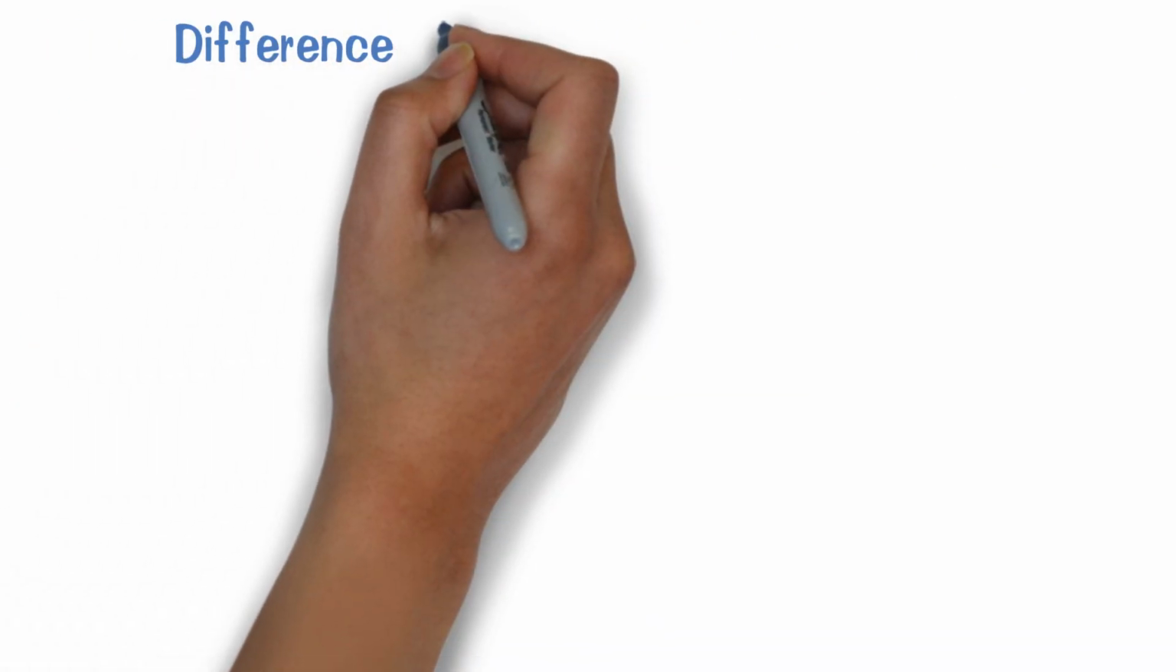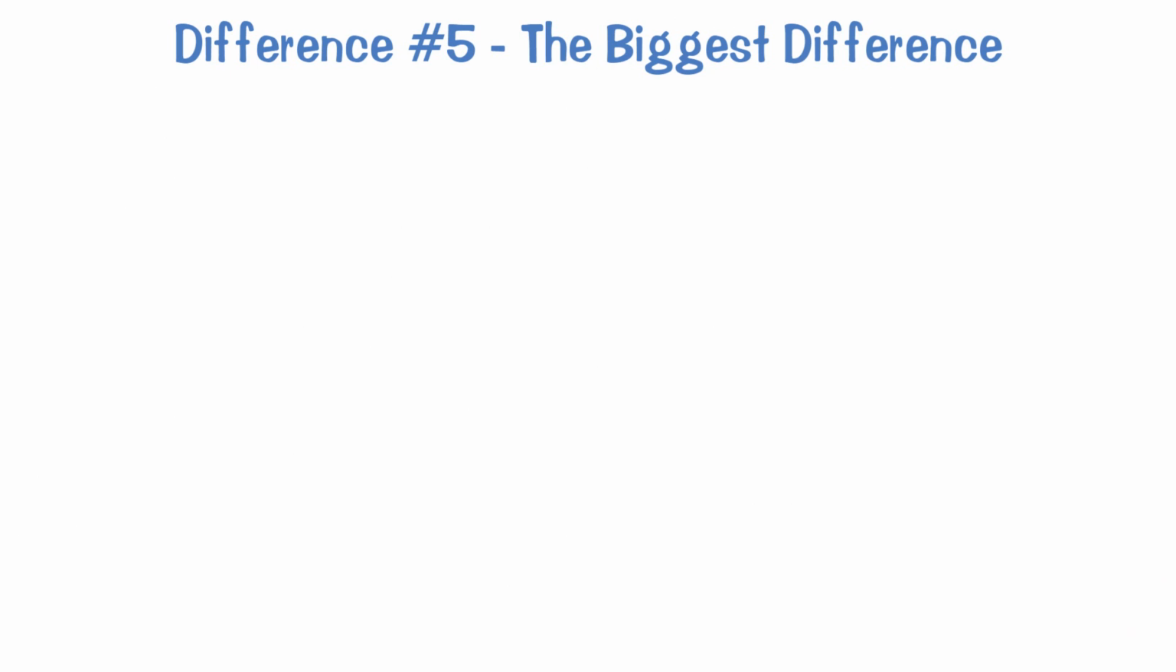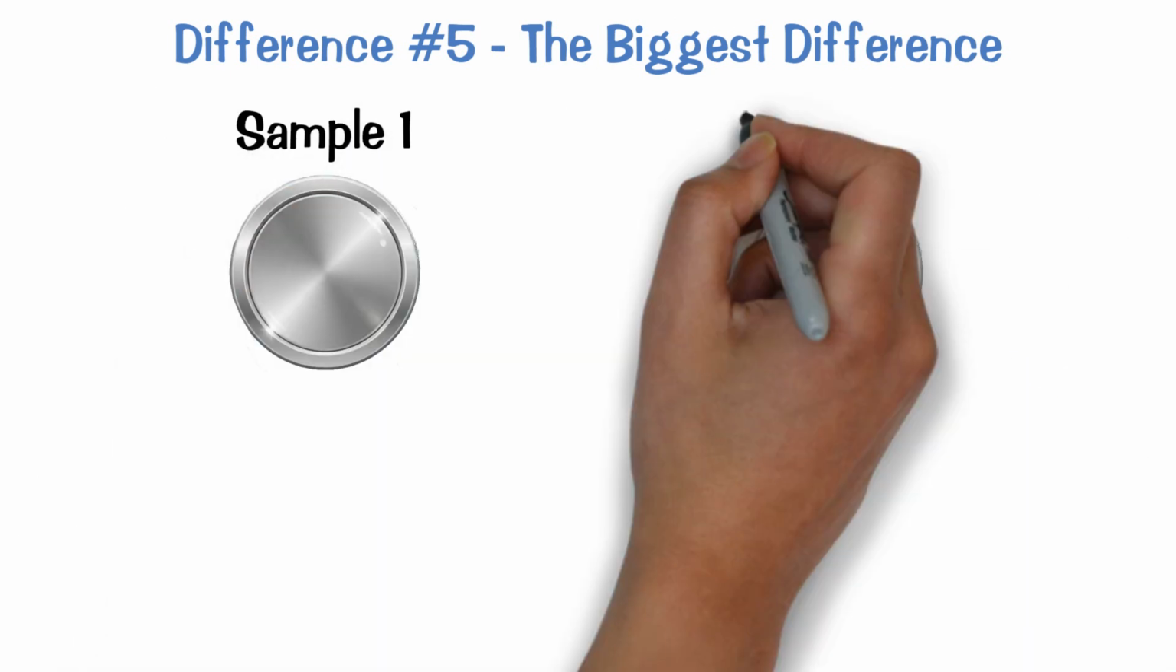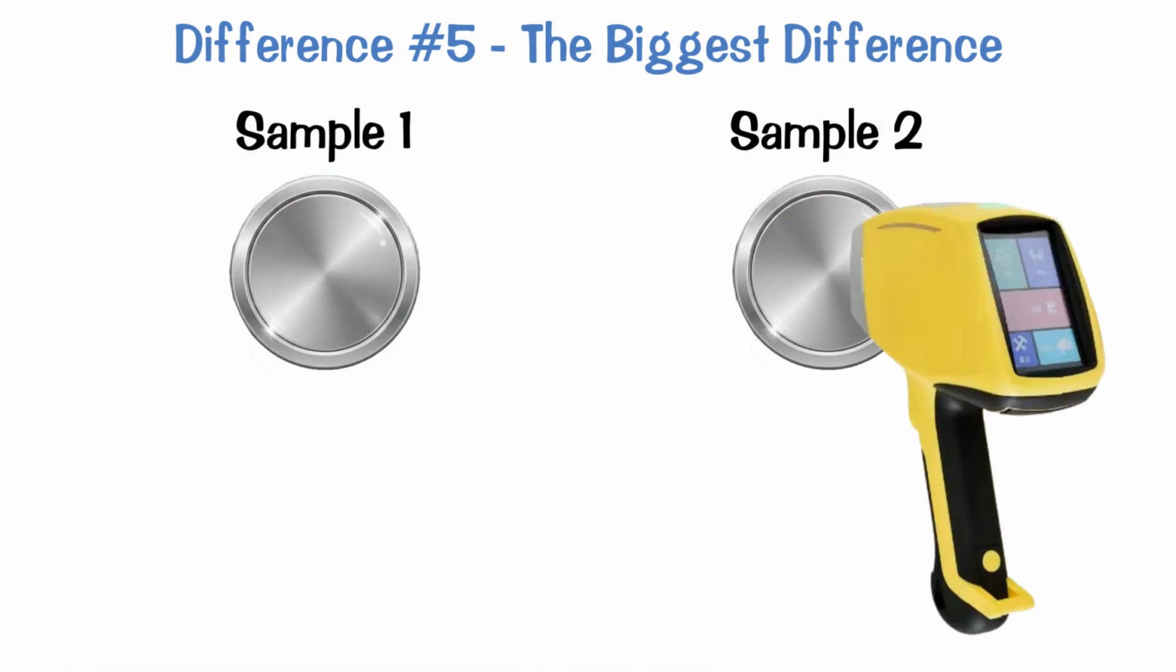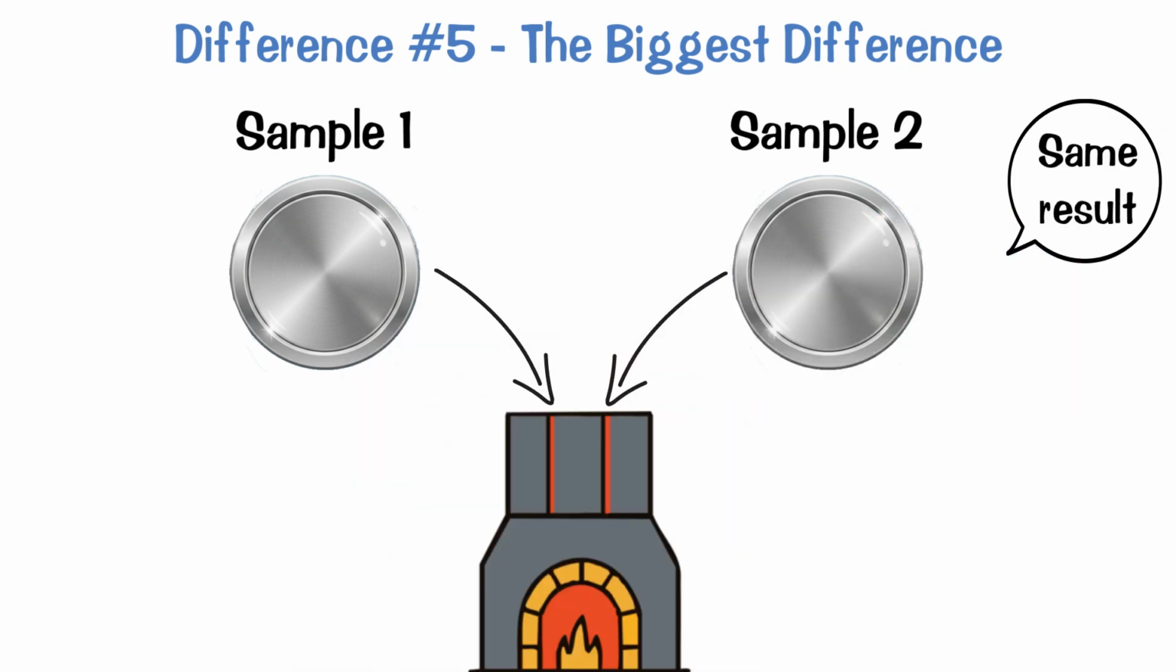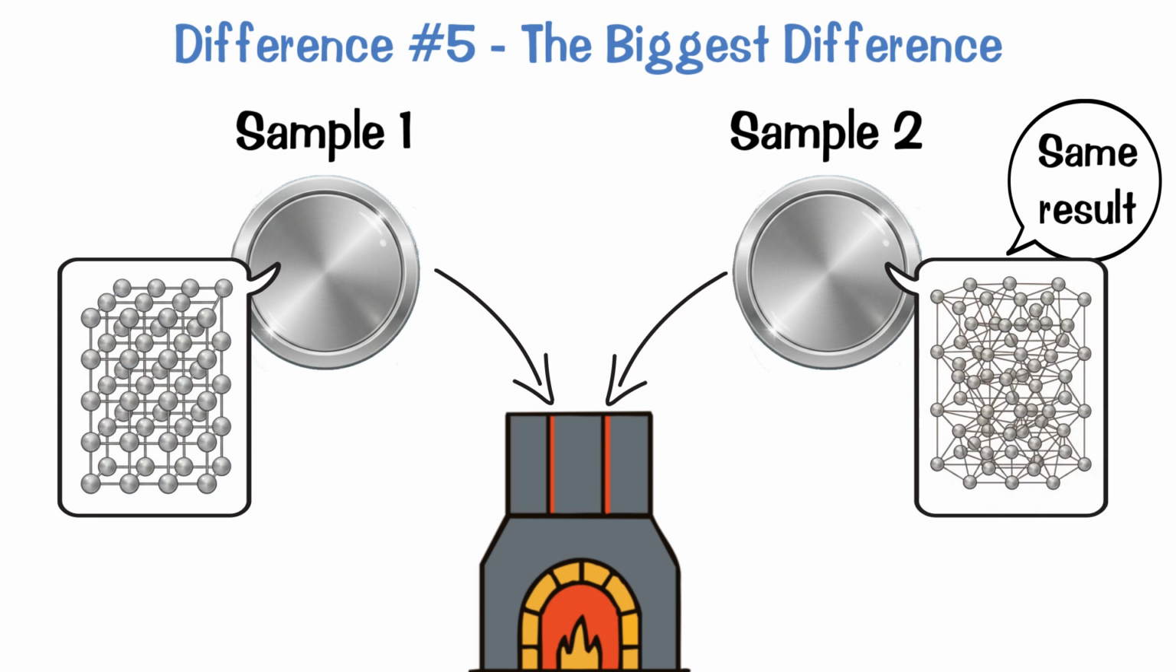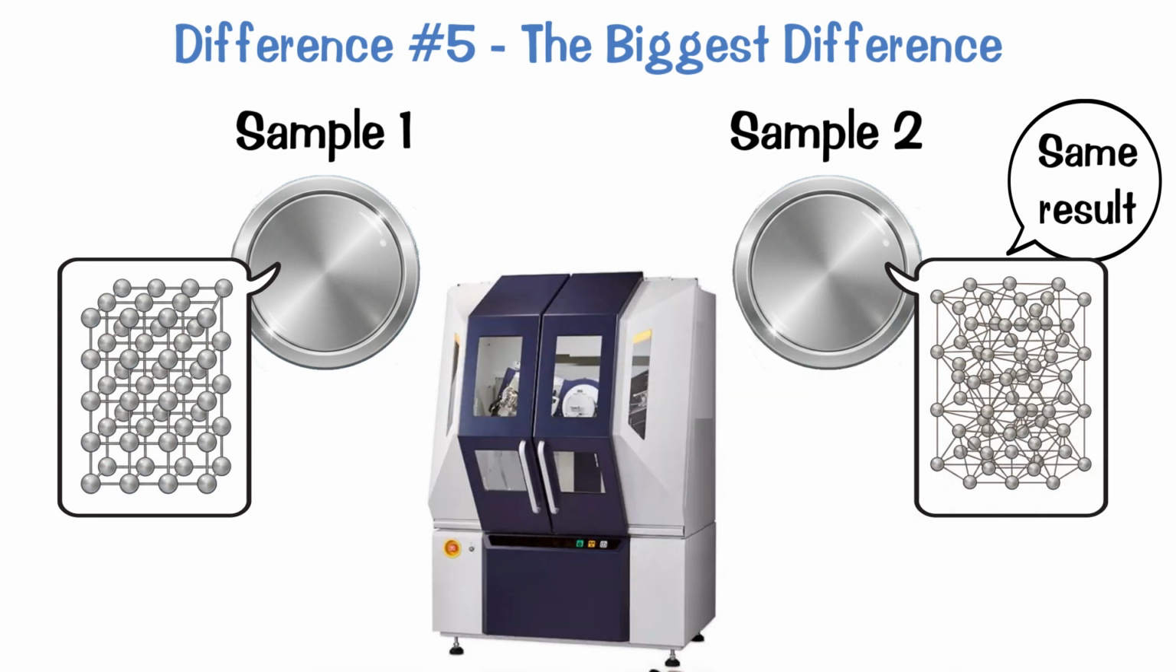Difference number 5. The biggest difference. Imagine 2 metal samples with exactly the same chemistry. XRF may report identical results, but after heat treatment, their crystal structures can be completely different. Only XRD can reveal that difference.